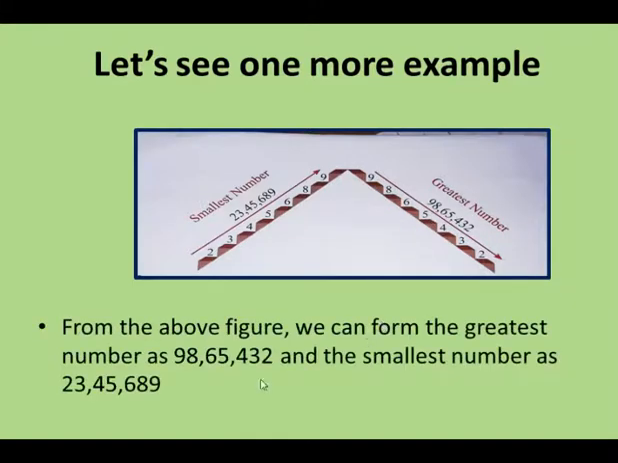So from the above figure we can form the greatest number as 98,65,432 and the smallest number as 23,45,689.